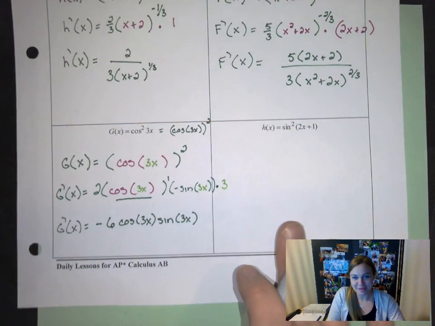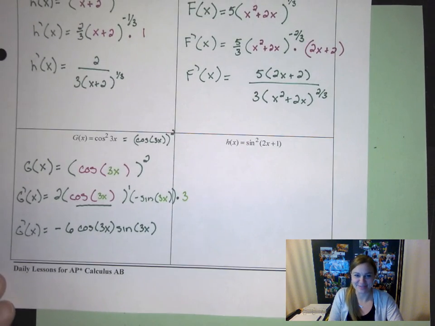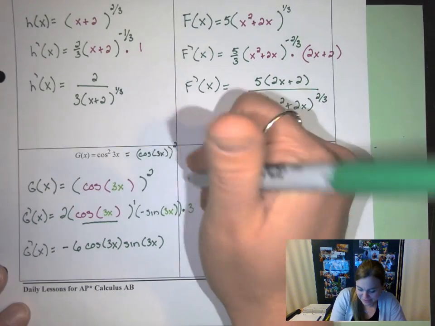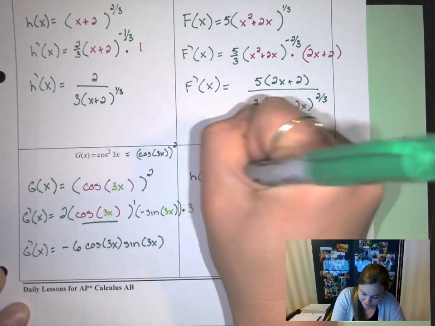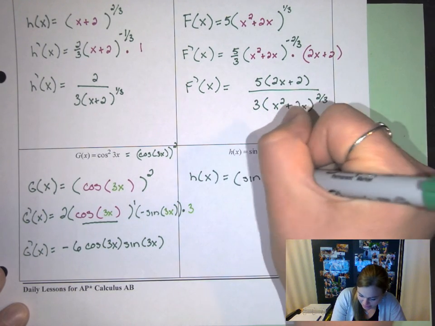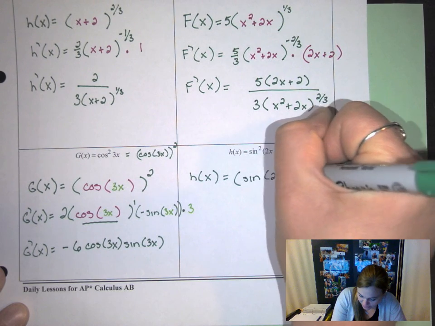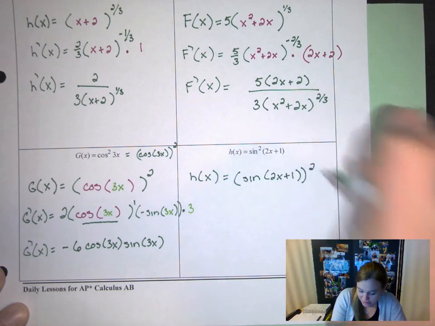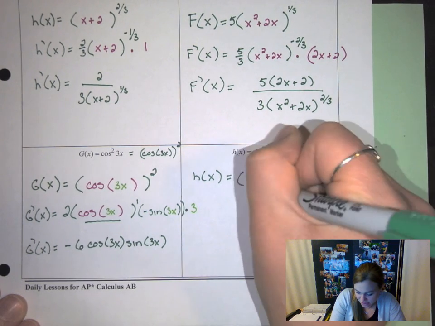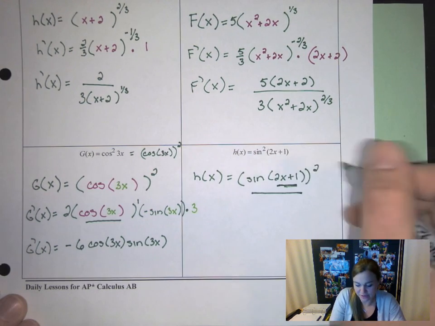Okay, last one, but good news. It's another one like that where there's a function within a function within a function. Wow, wow. Actually, I'm just going to rewrite this as sine of 2x plus 1, squared. And if you don't have different color markers, what you would do is this is the inside function, this is an inside function, and then you have an outside function.